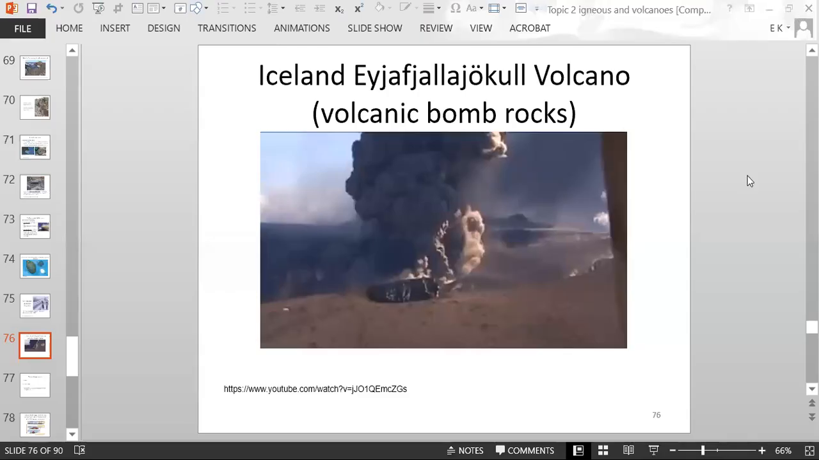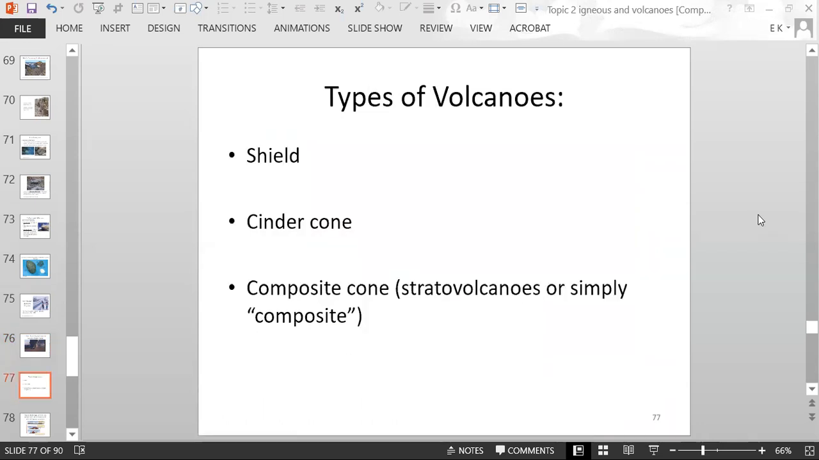Okay, so that again was the recording of a volcano in Iceland that had volcanic bombs and also a lot of pyroclastic materials like ash spewing out. So then we're going to discuss the different types of volcanoes. You have shield volcanoes, cinder cone, and composite cones or stratovolcanoes.